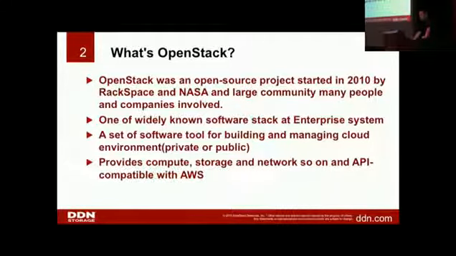It is a tool set you can use to manage the whole cloud environment, including public cloud or private cloud, wherever you want. OpenStack is not only one piece of software; it is an entire software stack, including compute nodes, storage, virtualized network configuration, and so on. It also supports API compatibility with Amazon AWS.